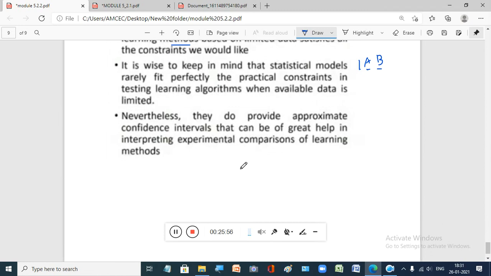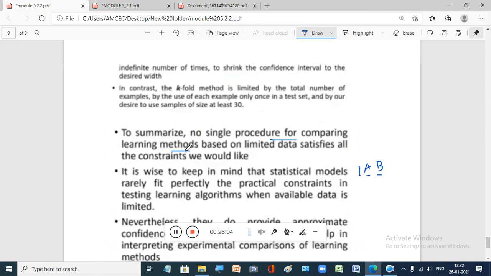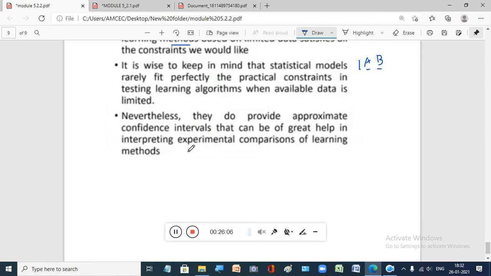In the next video, we will look into another simple concept called instance based learning. There we will see one simple algorithm called the KNN algorithm.